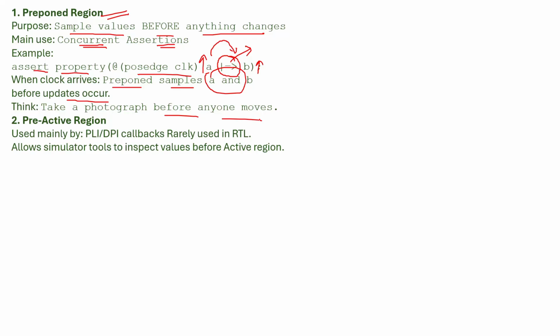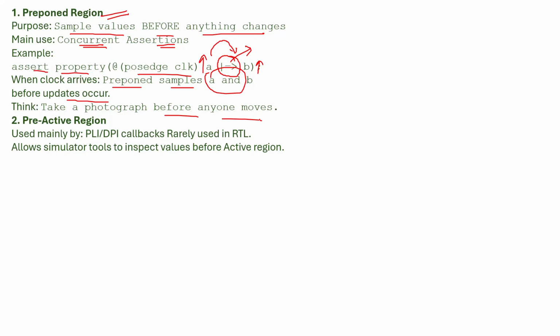Okay, so the pre-active region means we are using DPIs, the Direct Programming Interface, and PLIs, the Programming Language Interface. The CPU doesn't understand whatever SystemVerilog code you are writing. It understands only C language code. So I need a translator, and this DPI will translate it during importing and exporting.